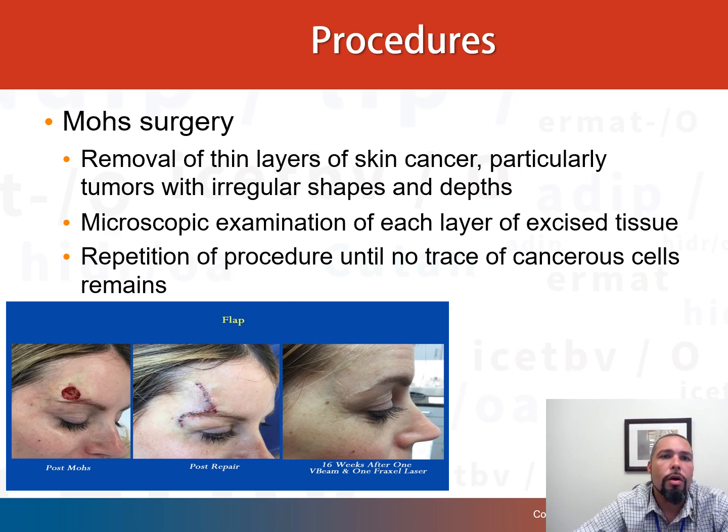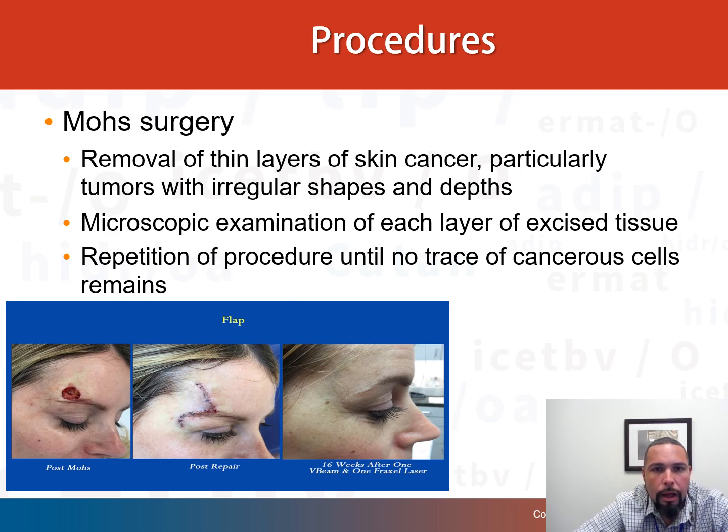Another procedure is called the Mohs surgery. In this procedure, a thin layer of skin cancer is removed, particularly tumors with irregular shapes and depths. Then a microscopic examination of each layer of excised tissue is performed. Repetition of the procedure is continued until no trace of cancerous cells remains.